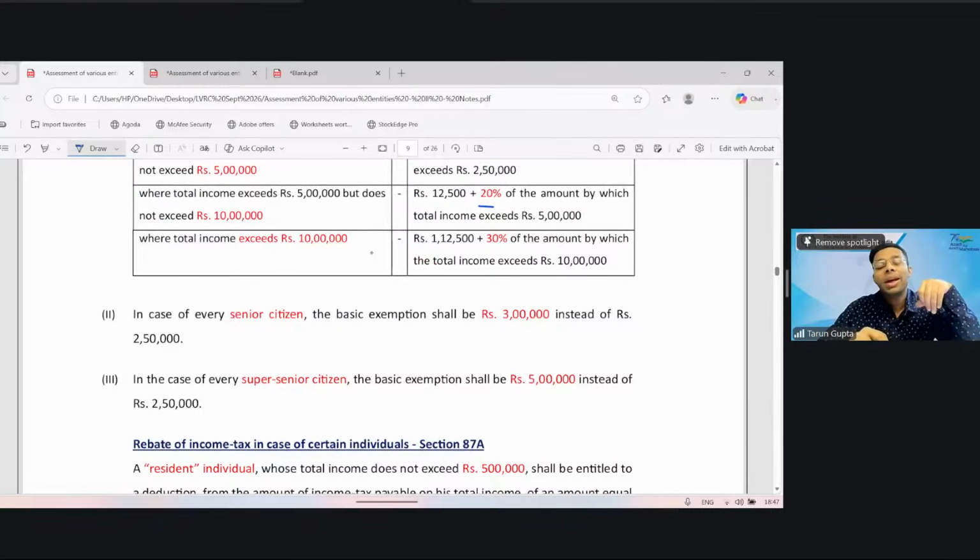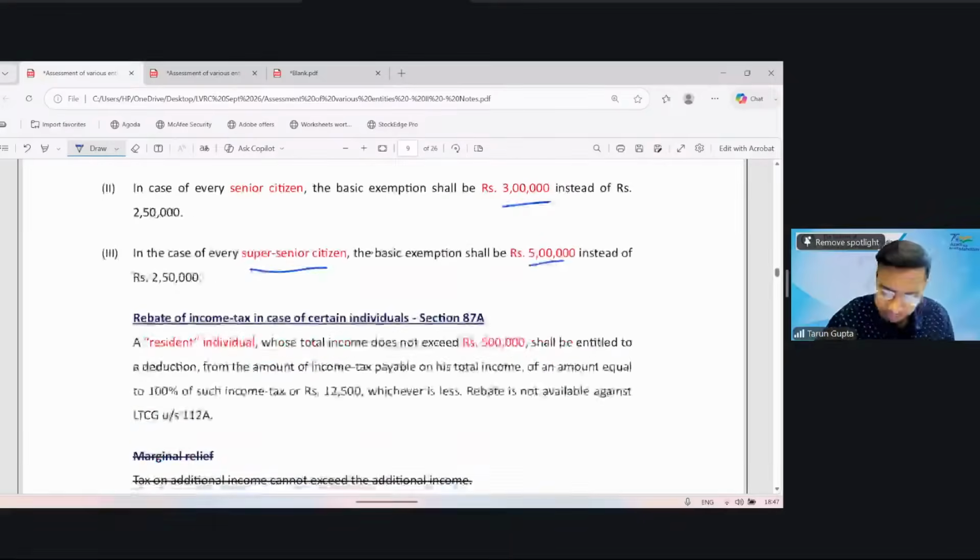The basic exemption limit in case of old is 2.5 lakh, whereas the basic exemption limit in the new regime is 4 lakh. Okay. But if you are a senior citizen, meaning you are resident in India and you are of the age of 60 years or more at any time during the previous year, then the basic exemption limit is 3 lakh instead of 2.5 lakh. And if you are a super senior citizen, meaning you are resident in India and you are of the age of 80 years or more at any time during the previous year, then the basic exemption limit is rupees 5 lakh instead of 2.5 lakh. Okay.